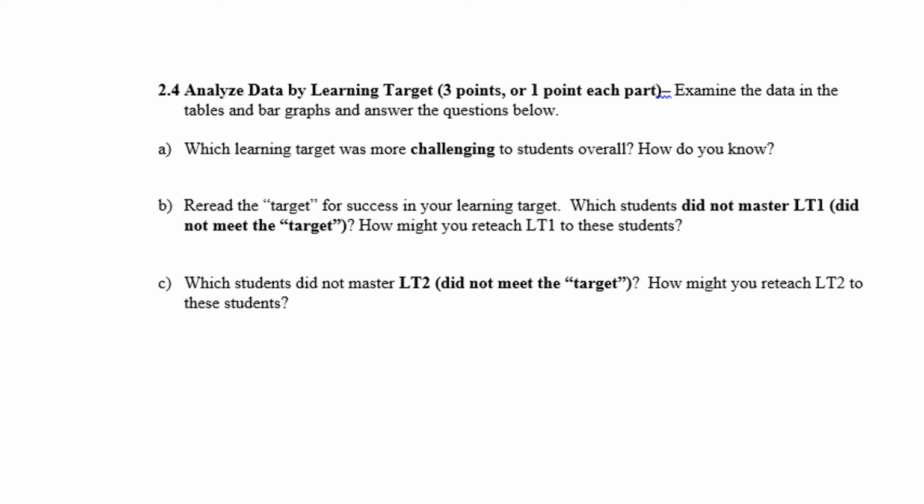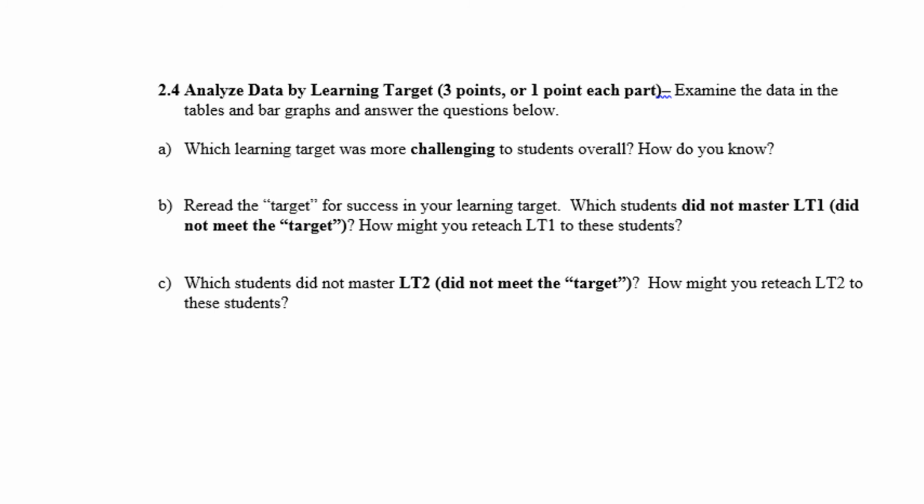2.4 asks you to look at the data you just produced and analyze that data by learning target. Which learning target was more challenging to students overall? How do you know? So you're going to look at your overall analysis by learning target, and you're going to look at the target you used for success. So was it 80%? Which students did not meet 80%? Was it 90%? Which students did not meet 90%? And how might you reteach this learning target to the students, learning target 1? And then you're going to do the same thing for learning target 2.